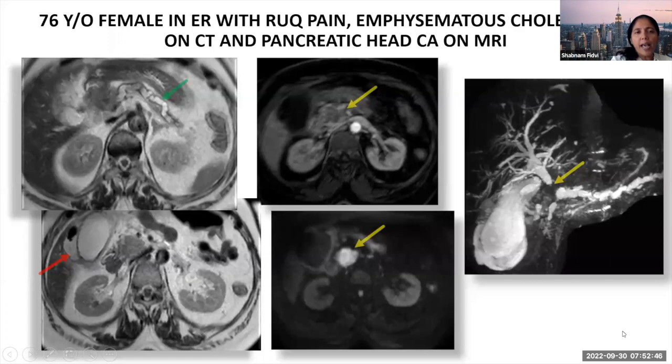So this patient went on to have a contrast-enhanced MRI. The pancreatic ductal dilatation is confirmed by the green arrow on the axial T2 weighted image. The red arrow shows the inflamed gallbladder with an adjacent pericholecystic collection. And this time the patient did receive contrast, so the yellow arrow confirms a hypodense pancreatic mass on the T1 weighted fat suppressed images, which restricts diffusion. And the MRCP images show nicely the double duct sign, a dilated biliary tree and pancreatic duct due to an obstructing mass at the level of the pancreatic head.